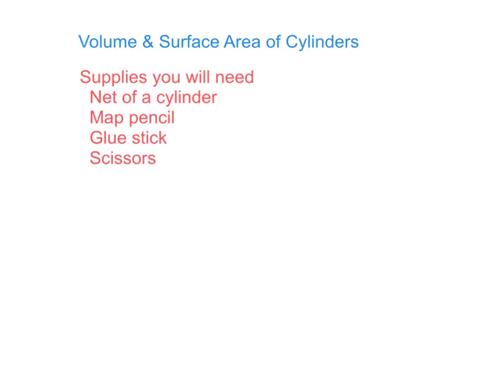Okay, today what we're going to be talking about is the volume and surface area of cylinders. You'll need the supplies: the net of a cylinder, a pencil, a glue stick, and scissors. Push pause, get these items, and then you can hit play again.